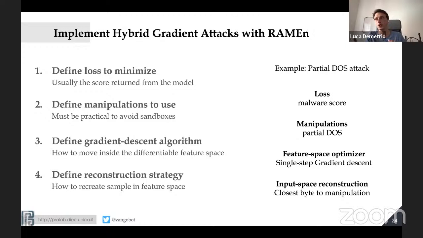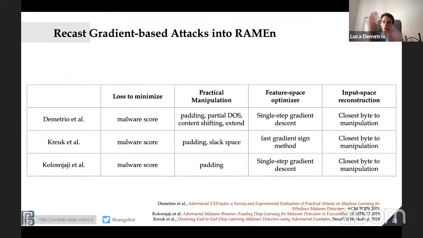So of course you might lose some confidence for the attack because there is this reconstruction step. But that's the only thing you can do, because otherwise you're going to end up with a value that is not connected to anything. Okay, and these 4 steps are the only 4 steps that you need for recasting most of the attacks inside our framework. Here we have the work that we did and other previous and contemporary work to ours that use different strategies and different feature space optimizers, like the fast gradient sign method, for instance.